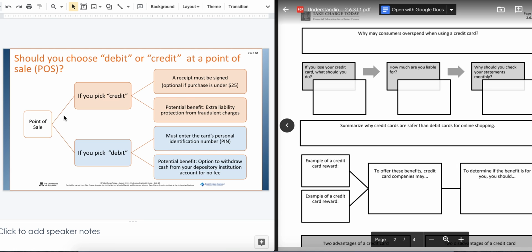This is just a chart where we can break down what is the best option if we are going to choose to use a debit card or if we're going to choose to use a credit card. So if I'm using a point of sale system, I am about to make a purchase, I could pick a credit card. A lot of times a credit card is going to require a receipt to be signed, and you're going to have that extra liability. Or you can pay with a debit card. The safety measures for a debit card are a lot of times they're going to ask you for a PIN number.